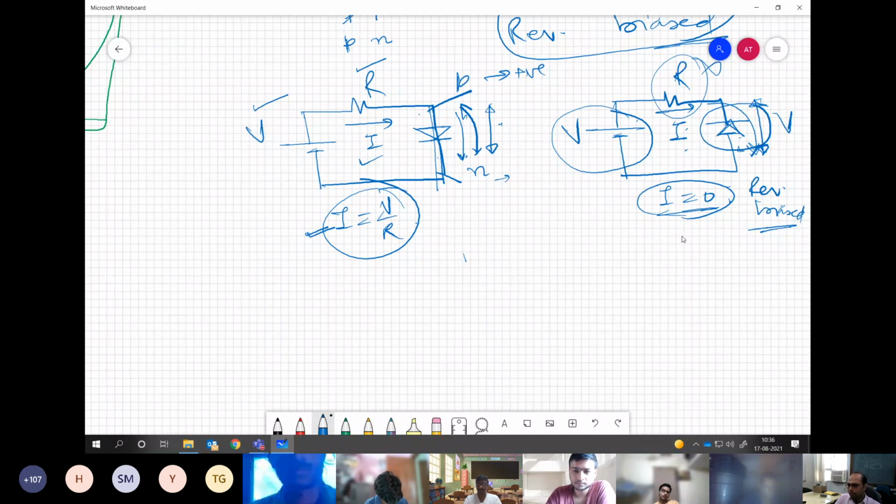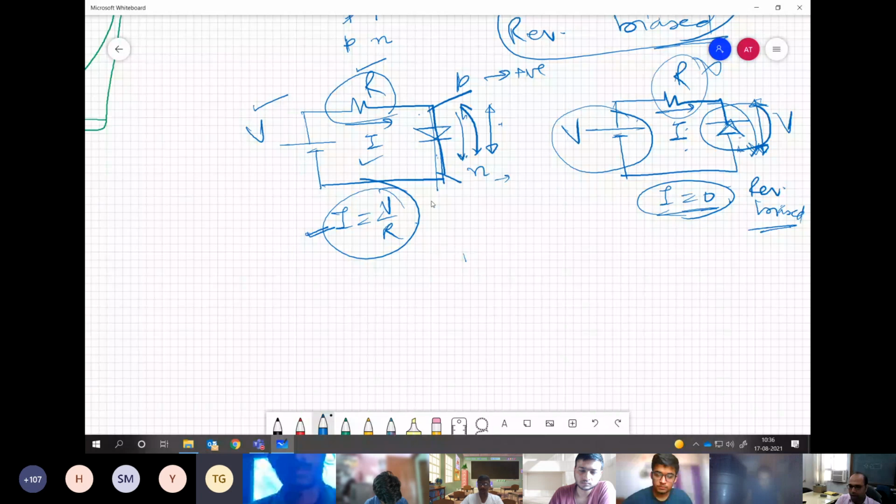Understanding my point? In the first case, we had 0 voltage drop across the diode, in the ideal condition I am saying, and the complete drop was taken by this resistance. Clear? Yes, sir. Simple thing, right?